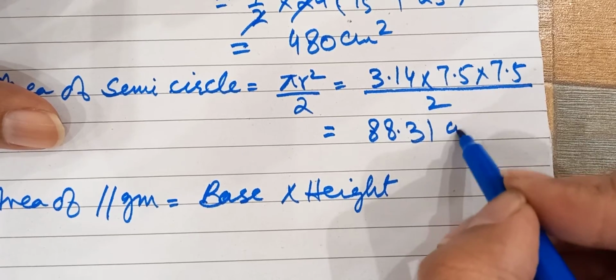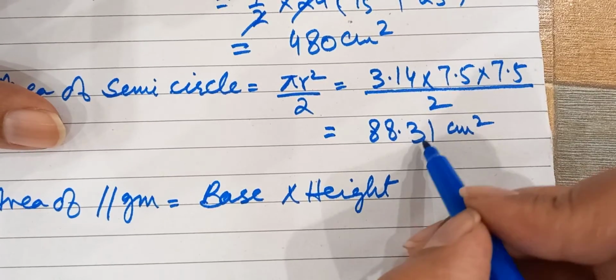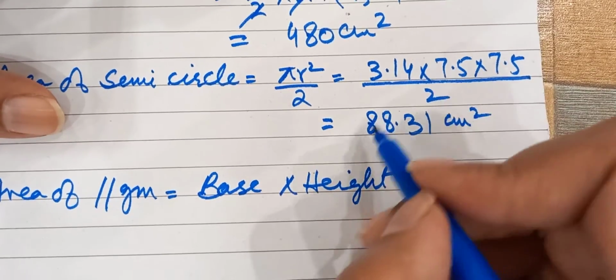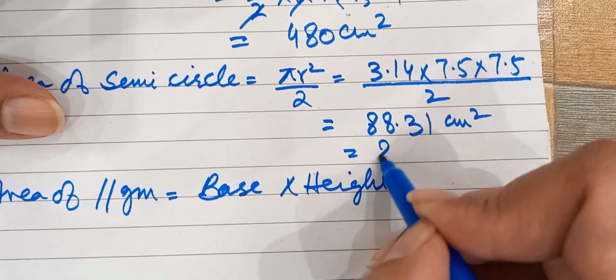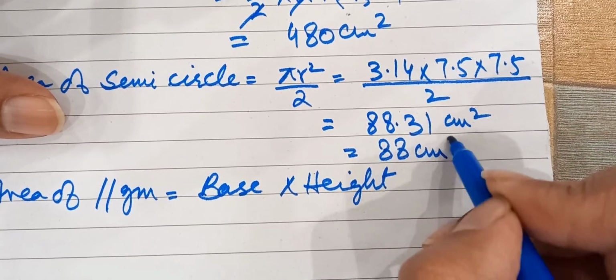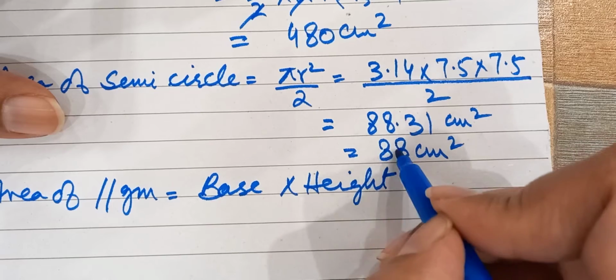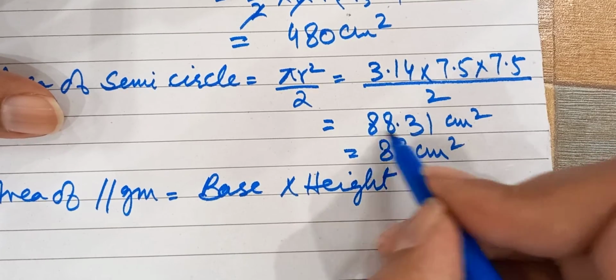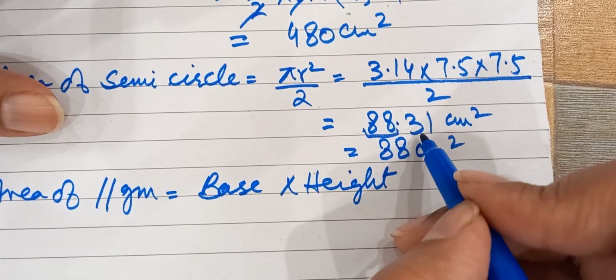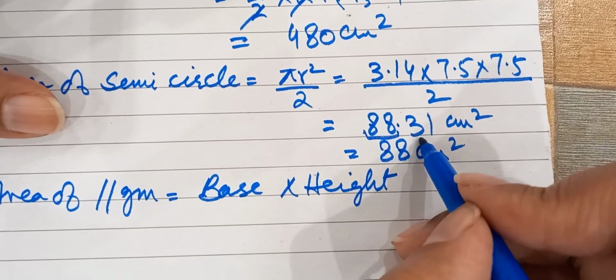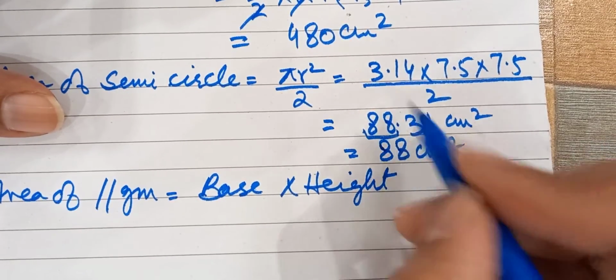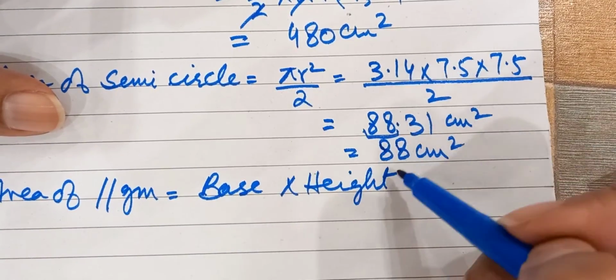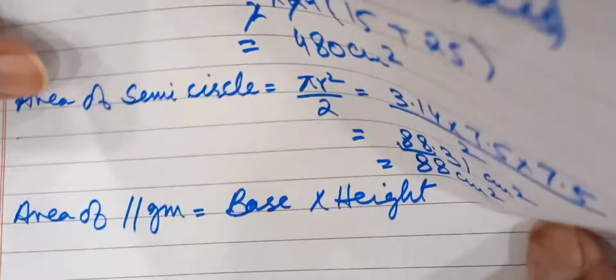88.31 centimeter square. I have rounded it off to 2 places of decimal, but I'll prefer rounding it off to 2 significant digits, and it will not make any difference, because the next number is 3. It's less than 5, so it will remain 88, because this is 480, and so I have rounded it off to two significant figures.